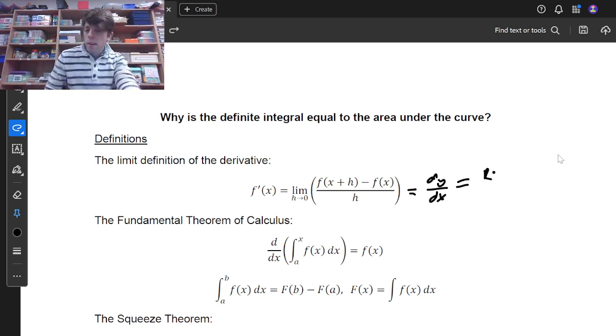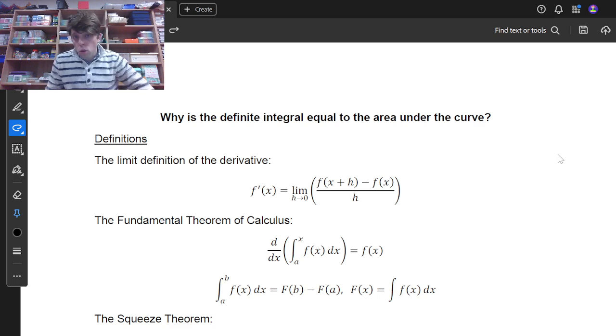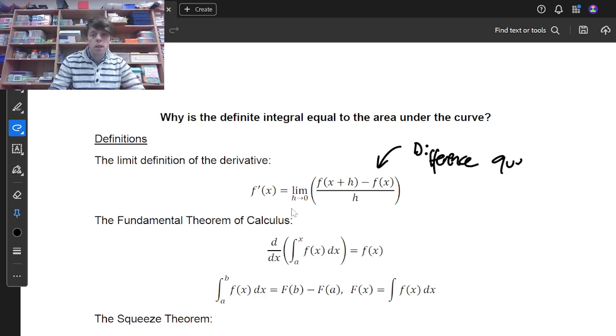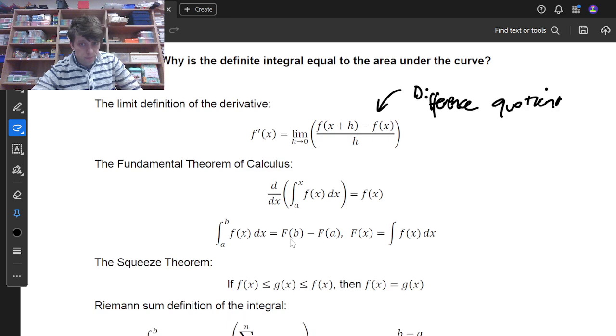We call these 2 points f of x plus h and f of x. And h, in this case, is a number that is really, really small, but not quite zero. So we say that the limit as h goes to 0 is equal to this thing here, which is called the difference quotient. Quotient just means something that involves division. So this difference quotient, as h goes to 0, is called the derivative.